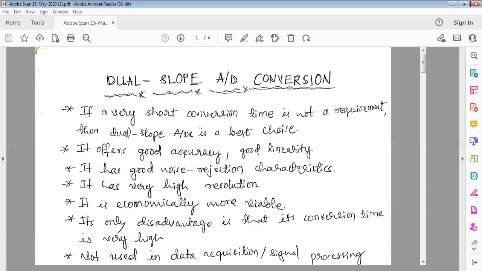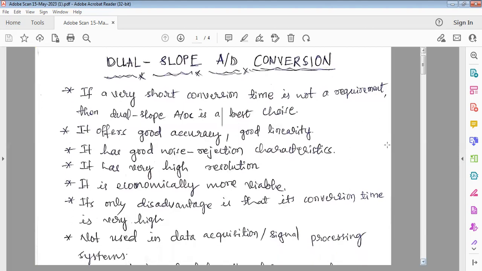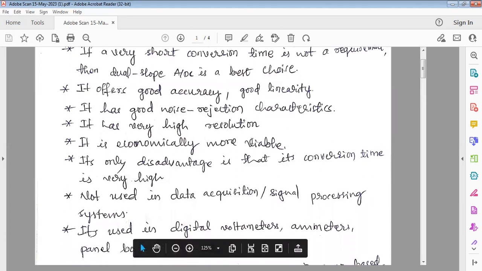Good accuracy means your analog input will be accurately converted into digital one, and good linearity means the input and output have a good linear relationship. It also has good noise rejection characteristics. There is no problem with the noise in the circuit, and it has a very high resolution. So this is a very important factor.